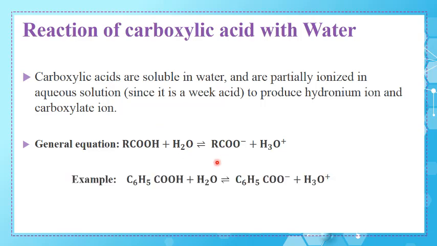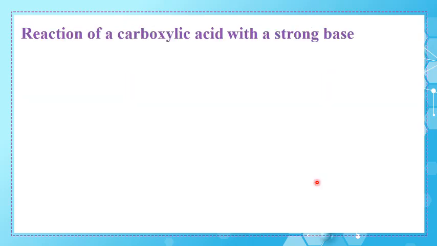As an example, here is a carboxylic acid. As you can see, here is R plus H2O. We will keep the same part of the molecule here, but we will take H, so this one will become this one minus and plus H3O plus. The second reaction is the reaction of a carboxylic acid with a strong base. Here also is a very important reaction.